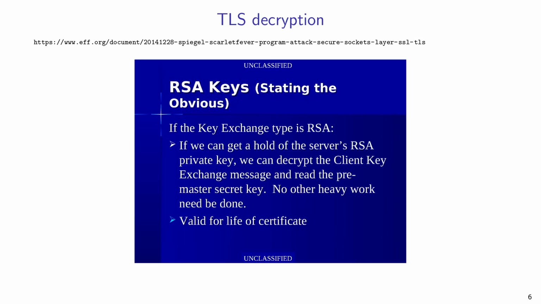If we get access to the server's private key, we can decrypt the client key exchange message, derive symmetric keys, and decrypt all the data transmitted inside the TLS connection. And note that this is a completely passive attack. NSA does not need to have permanent access to the server.